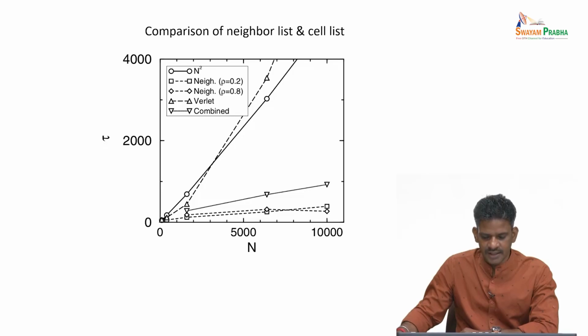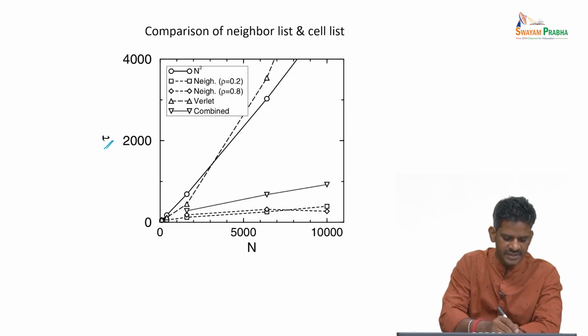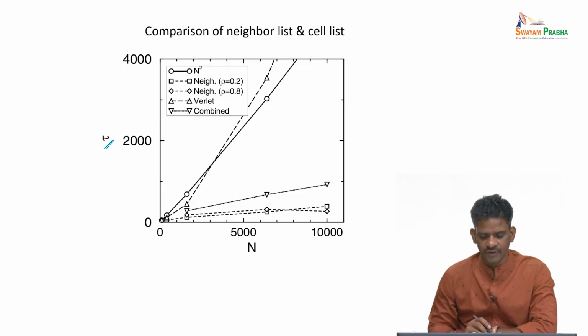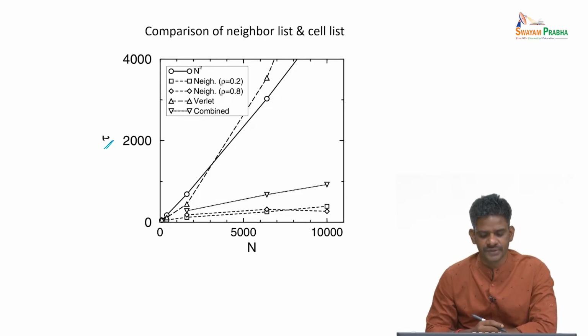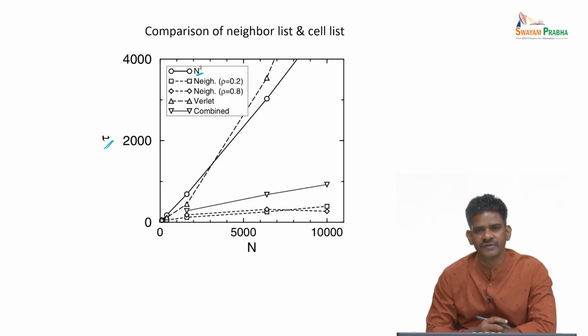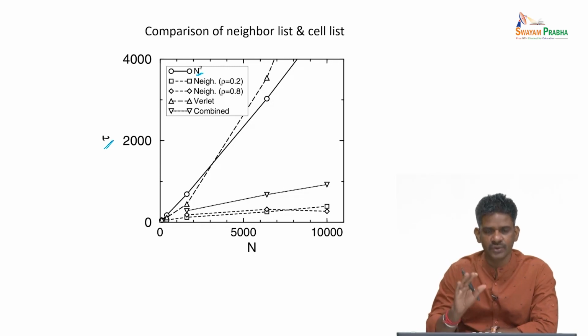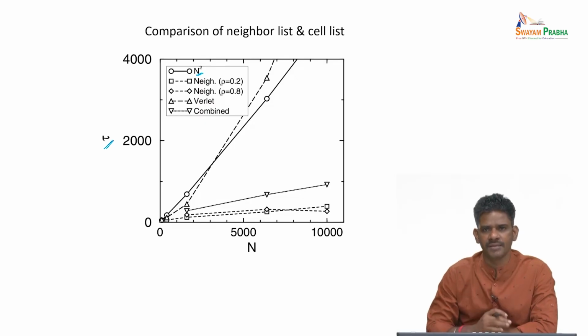So, here is a comparative study. What it says is the computational time, CPU time versus the system size for Lennard-Jones particles. Here we are actually comparing the performance of all the algorithms. The first algorithm is this n square algorithm, which uses no Verlet list or cell list. It just has only a potential cutoff, the bare minimal algorithm.